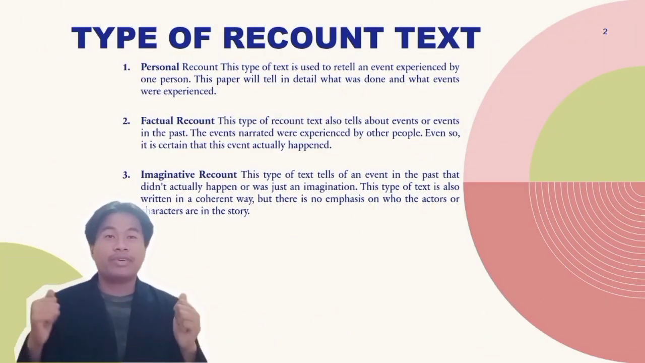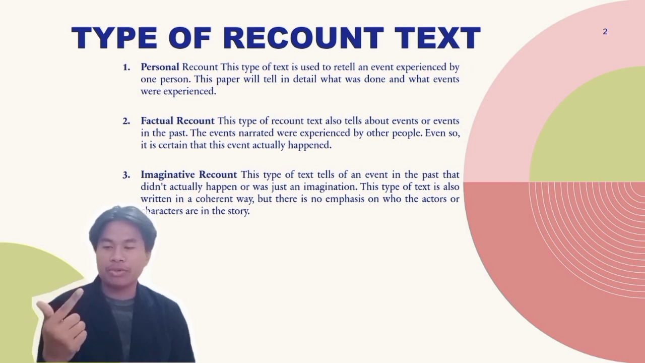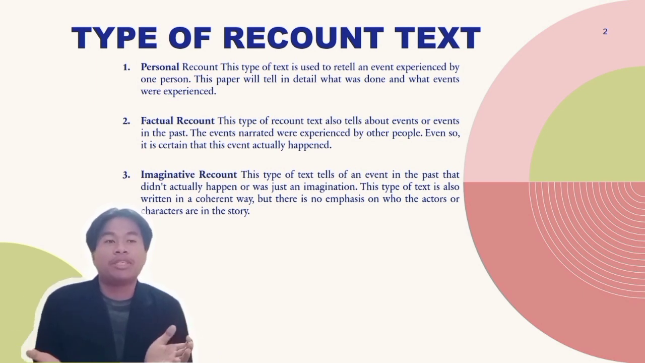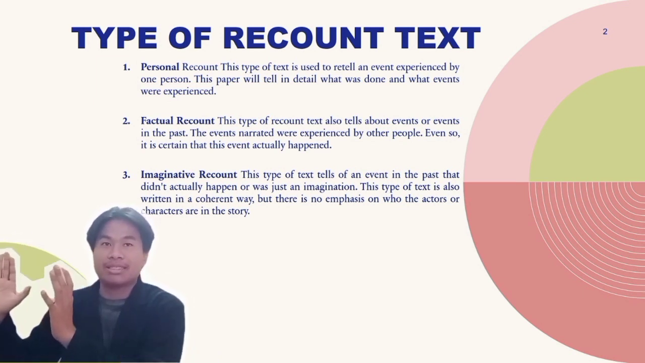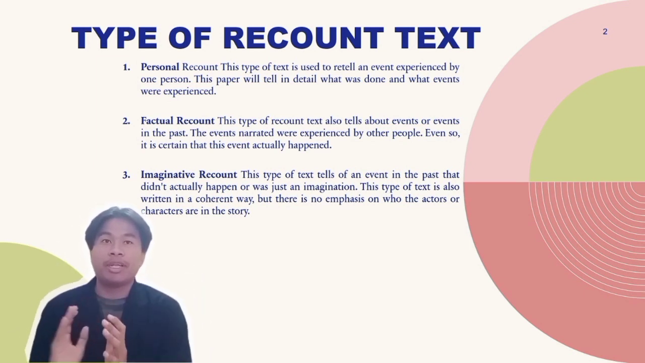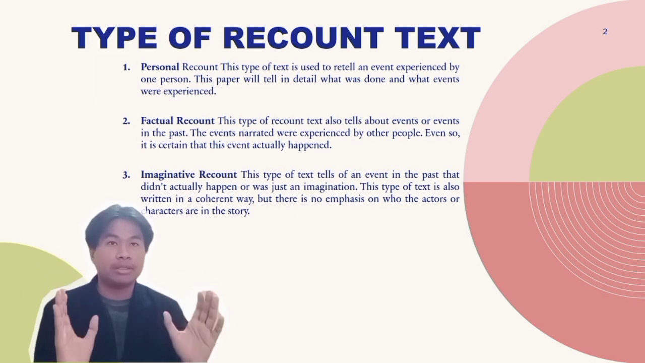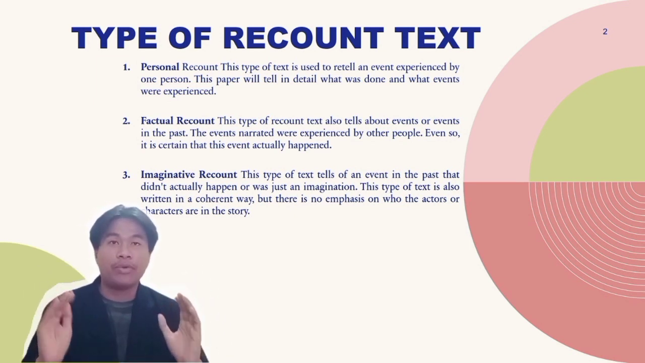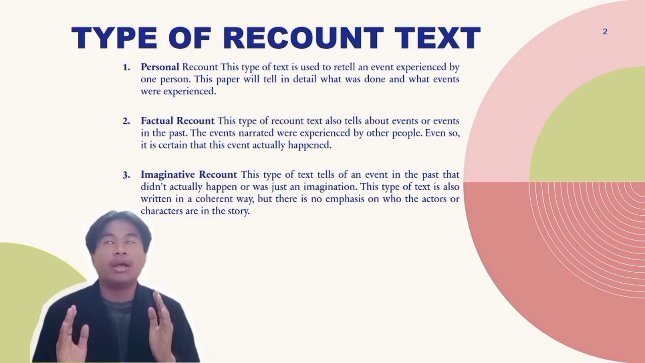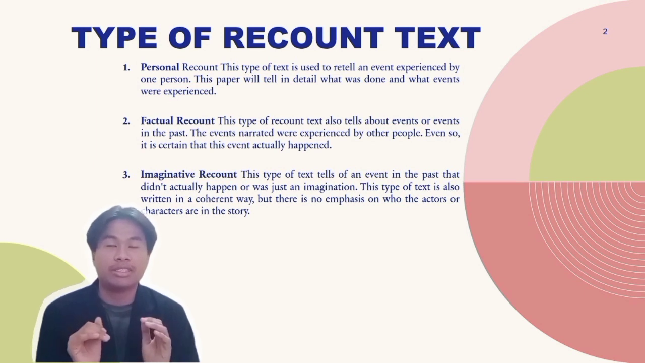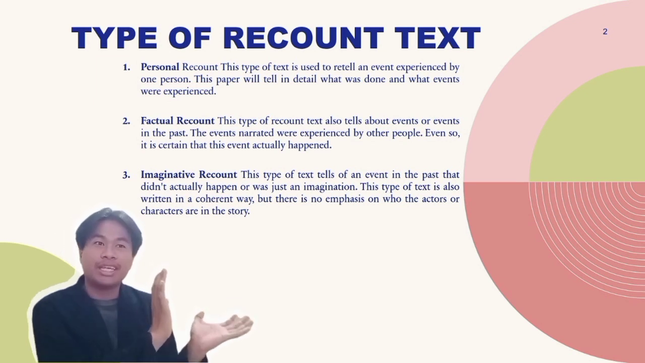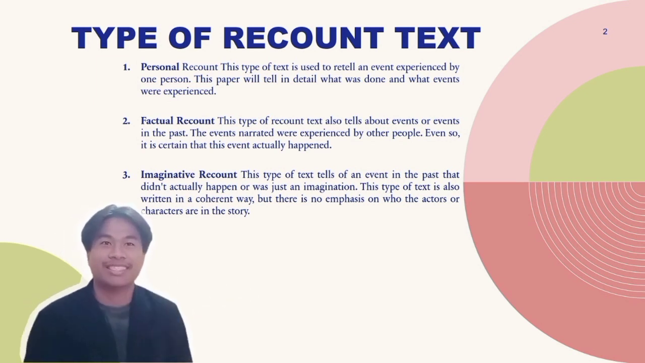Okay, types of recount text. There are personal recount, factual recount, and imaginative recount. Personal recount is used to retell an event that was experienced by one person in the past. The factual recount is used to tell an event that was experienced in the past, but by other people. And the imaginative recount is to tell an event in the past also, but it did not actually happen, it is imaginary. Okay, you can see at my right side, this is more detail about the types of recount text.